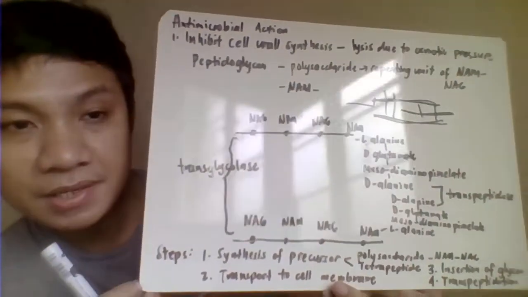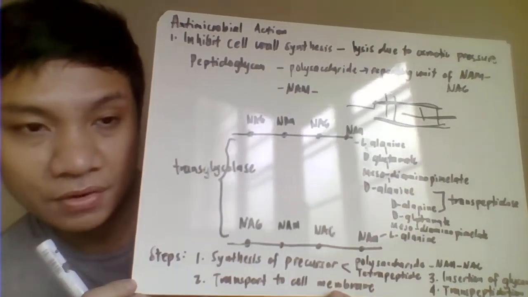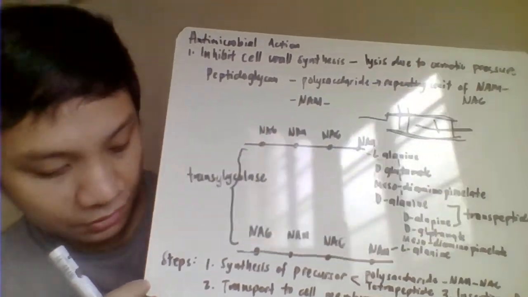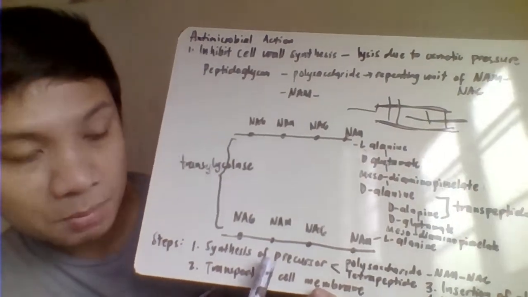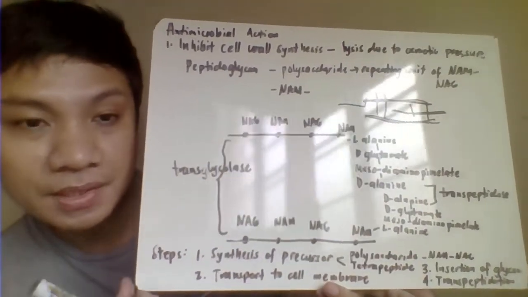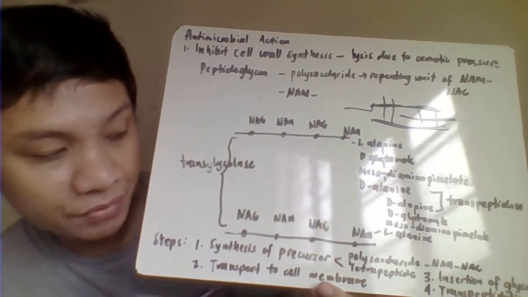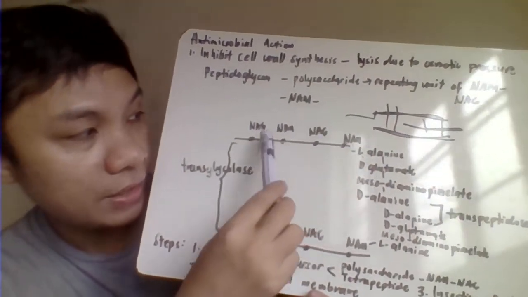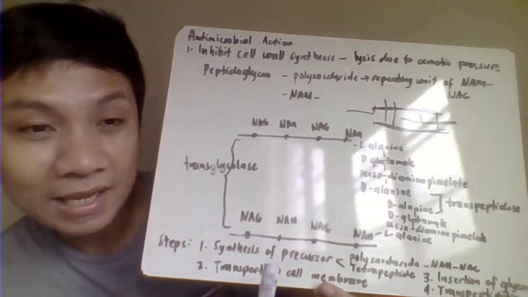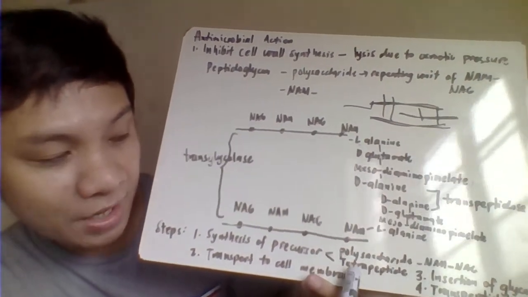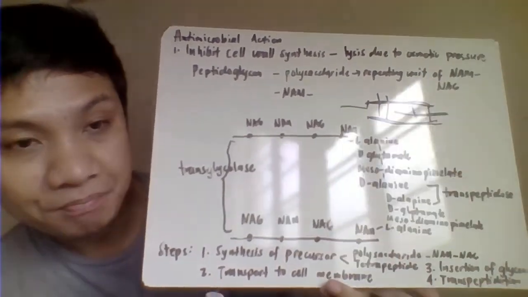Okay, we have here the steps for the synthesis of your peptidoglycan. For the first one, we have the synthesis of the precursors. Precursors are the substances which are needed in order for you to make your peptidoglycan. So first, you need to have your polysaccharide, your NAM and NAG, NAM and NAG. Then we also have your tetrapeptides.